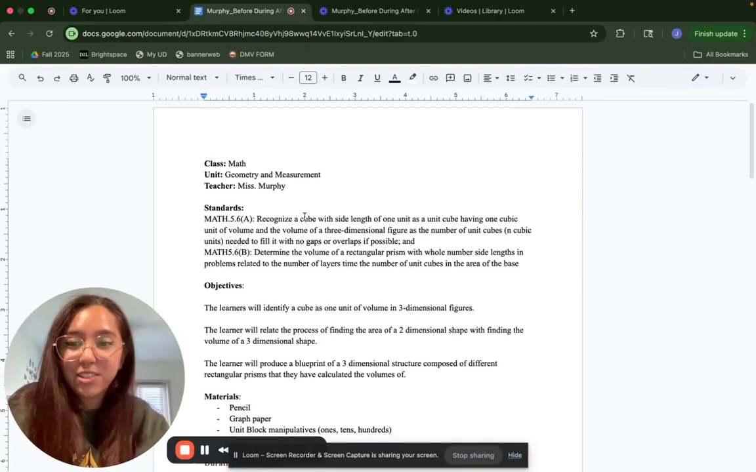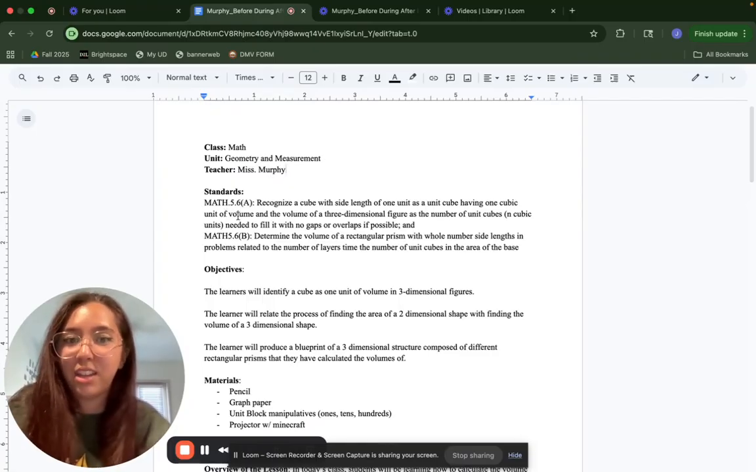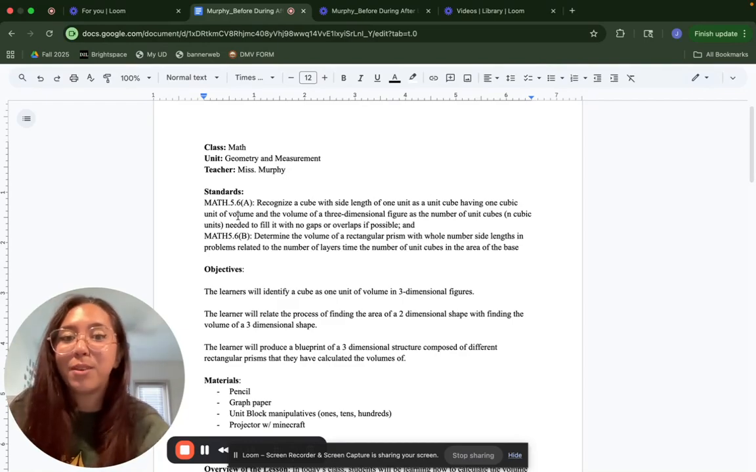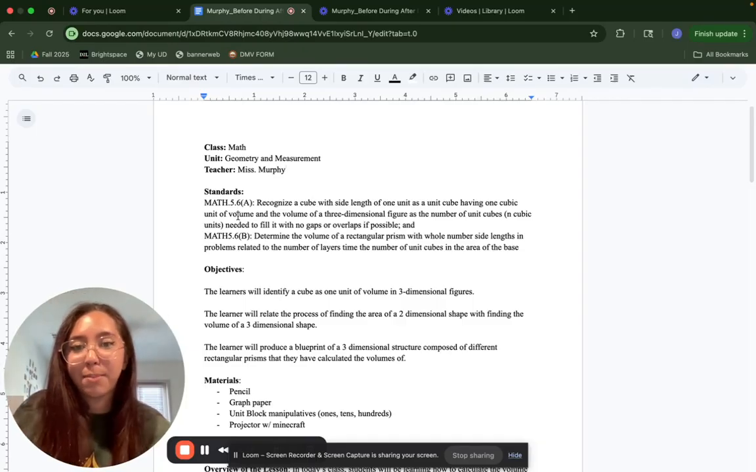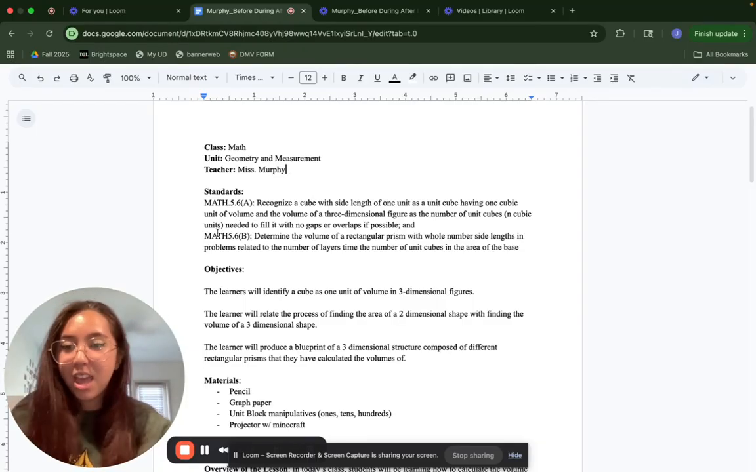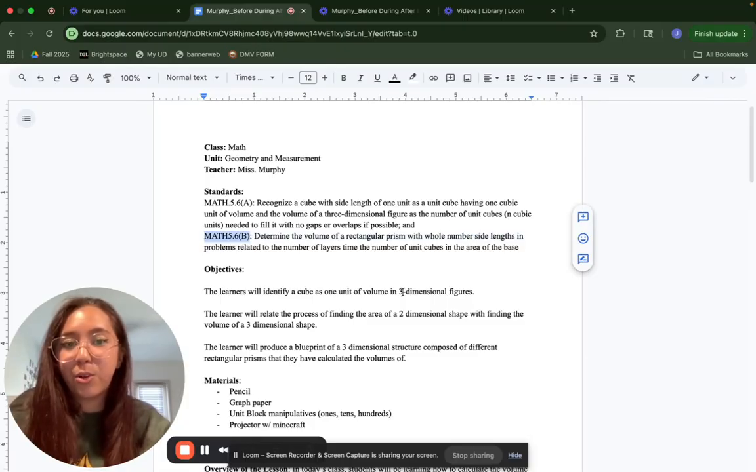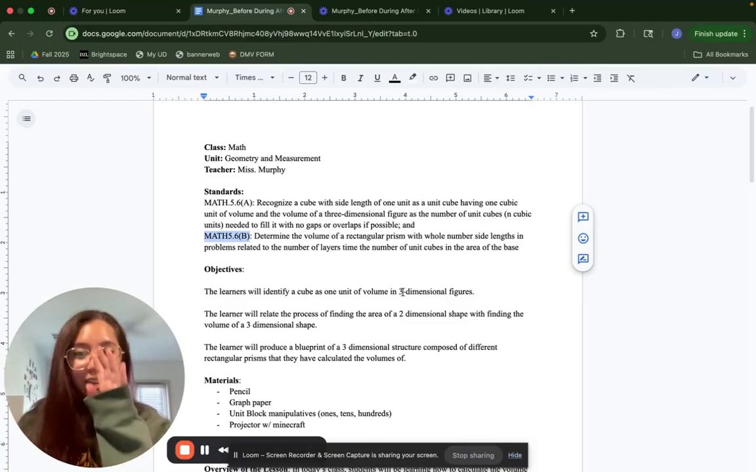So the standards that I chose for this lesson is math 0.5.6a, which is recognize a cube with side length of 1 unit as a unit cube having 1 cubic unit of volume and the volume of a three-dimensional figure as the number of unit cubes needed to fill it with no gaps or overlaps if possible. And then also including math 0.5.6b, which is determine the volume of a rectangular prism with whole number side lengths in problems related to the number of layers times the number of unit cubes in the area of the base.